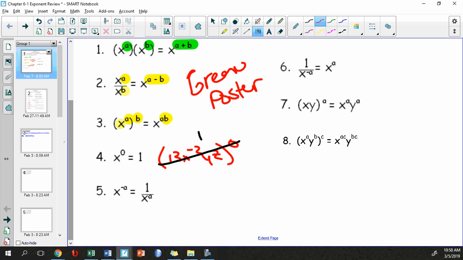Okay, if I have a negative exponent and it's in the top, to make that negative exponent become positive, you move it to the bottom. If it was in the bottom, and you want to move it to the top, you do the same to make it positive. Okay?